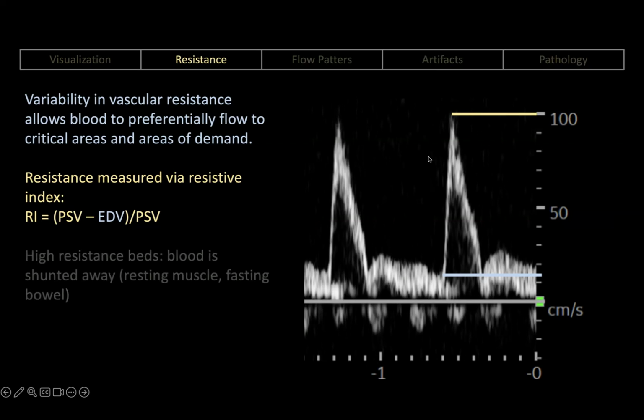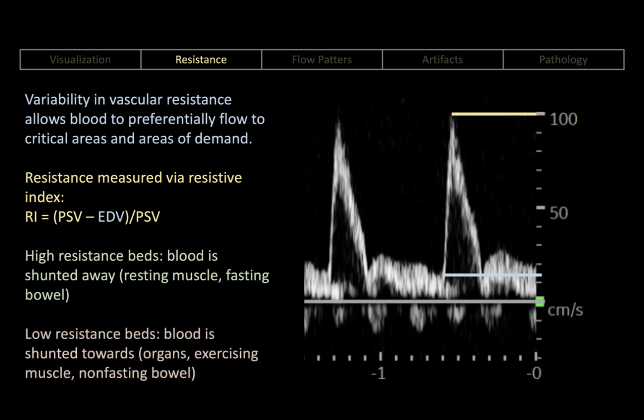in this case of 0.75. Now, we have various high resistance beds where blood flow is wanting to be shunted away from. That includes resting muscle and fasting bowel. And then you have low resistance circuits in which blood is shunted towards those things. So, for example, organs, you're usually always wanting to get forward flow towards the organs. Exercising muscle, we need blood flow to that, so the resistive index is going to go down, and then non-fasting bowel.